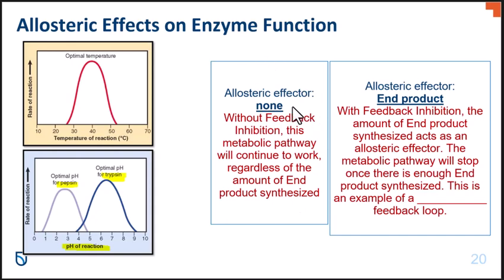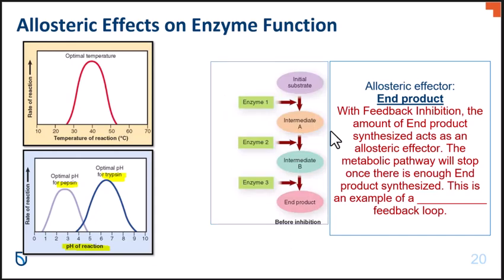Now let's look at what happens if there is no allosteric effector. Without inhibition, we would continue to produce the end product. So we need regulation. In some cases, when there isn't an allosteric effector, instead it's the end product that becomes the allosteric effector. Let's look at this example here. If we have a substrate and all these enzymes working on it and we produce an end product, if we don't have any inhibition, then the end product continues to be produced.